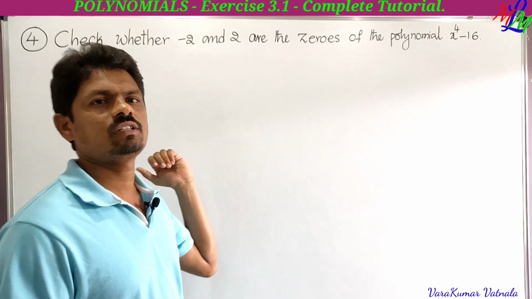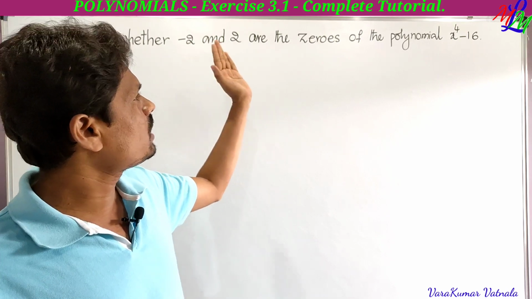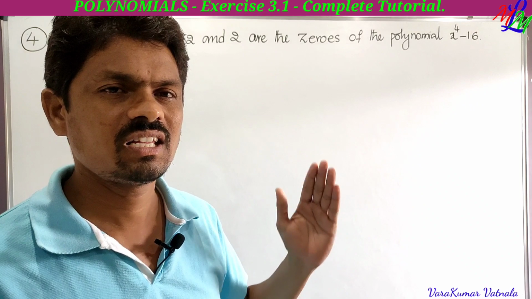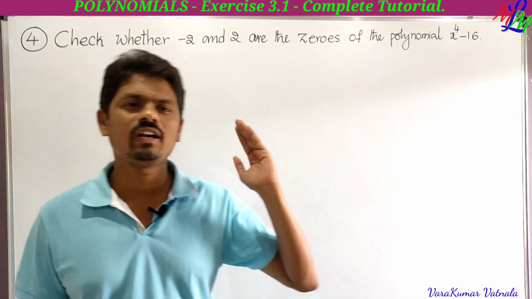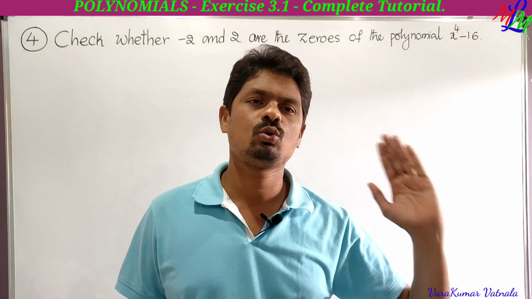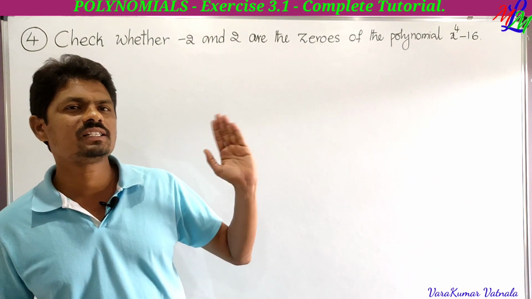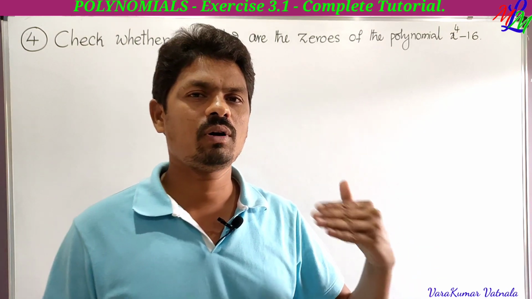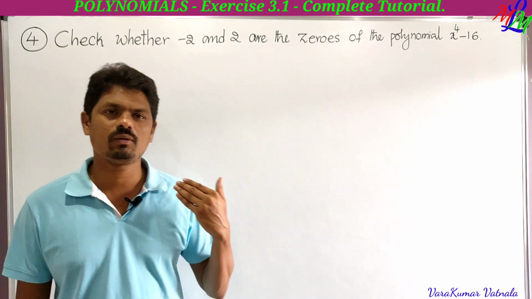See here what he is asking us to find. Check whether minus 2 and 2 are the zeros of the polynomial x to the power 4 minus 16. So he has given a polynomial. He is asking to check if 2 and minus 2 are the zeros of the polynomial. So by replacing x by the given values, if we get the value of the polynomial as 0, we can say it is the 0 of the given polynomial.